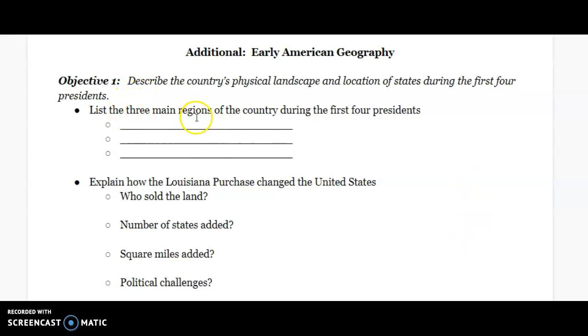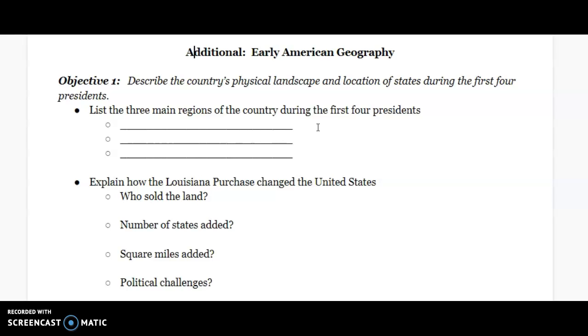All right, so list the 3 main regions of the country during the first 4 presidents. So in general, when we divide the country during the 1800s, we think of the North, which would have been the free states, typically any state north of the Ohio River. The second region would be the South. Those would be the slave states, any state south of the Ohio River. So Kentucky, for example.